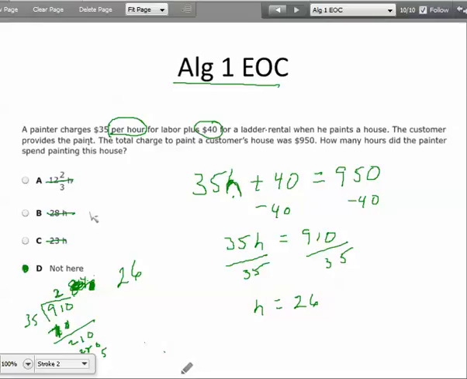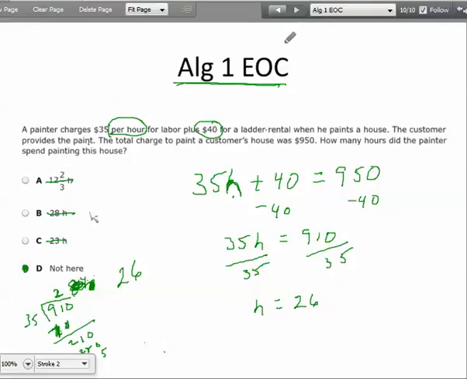So we spent 26 hours painting, and that number was not on the list, so not here would be the correct answer there. But yes, that's what the Algebra 1 EOC questions could look like. And you're already answering questions like this. So you can see we are working towards that end, aren't we?